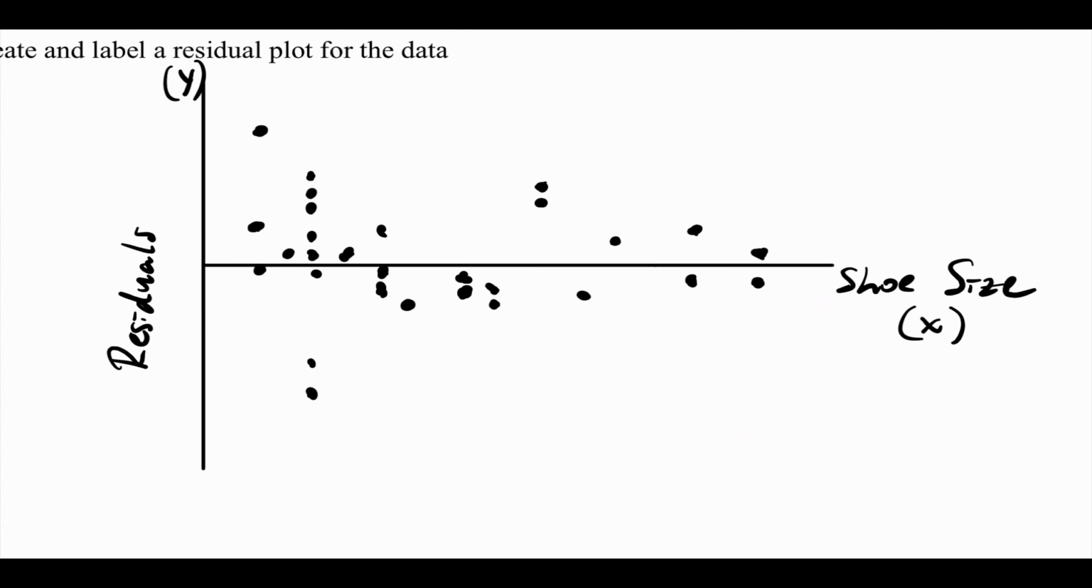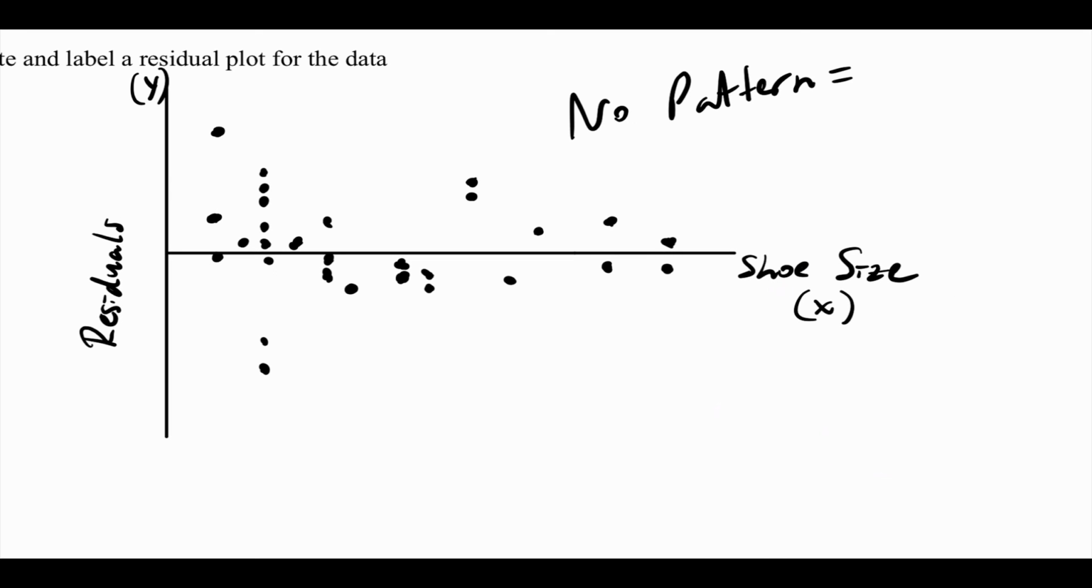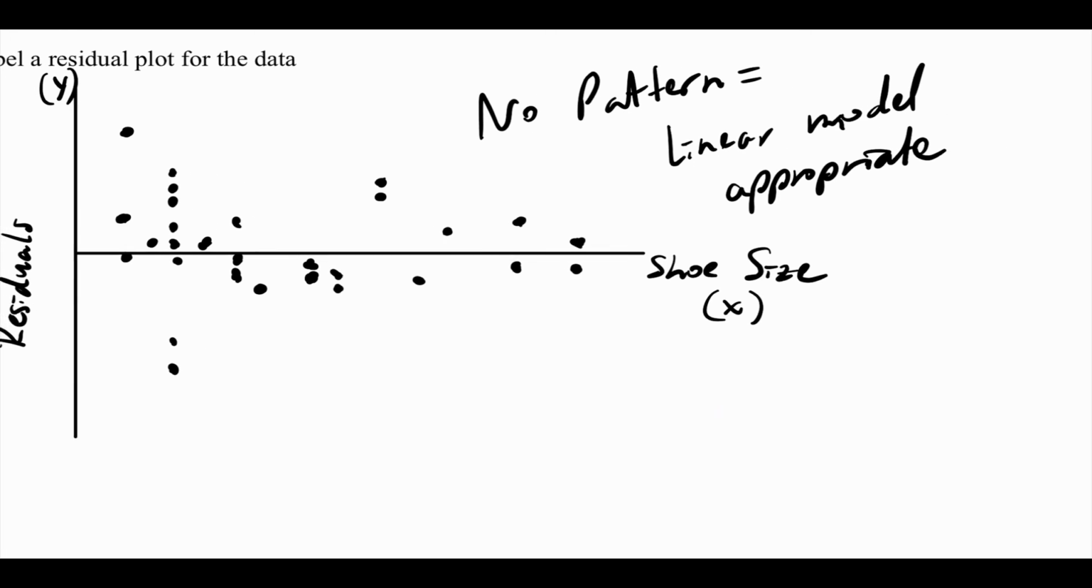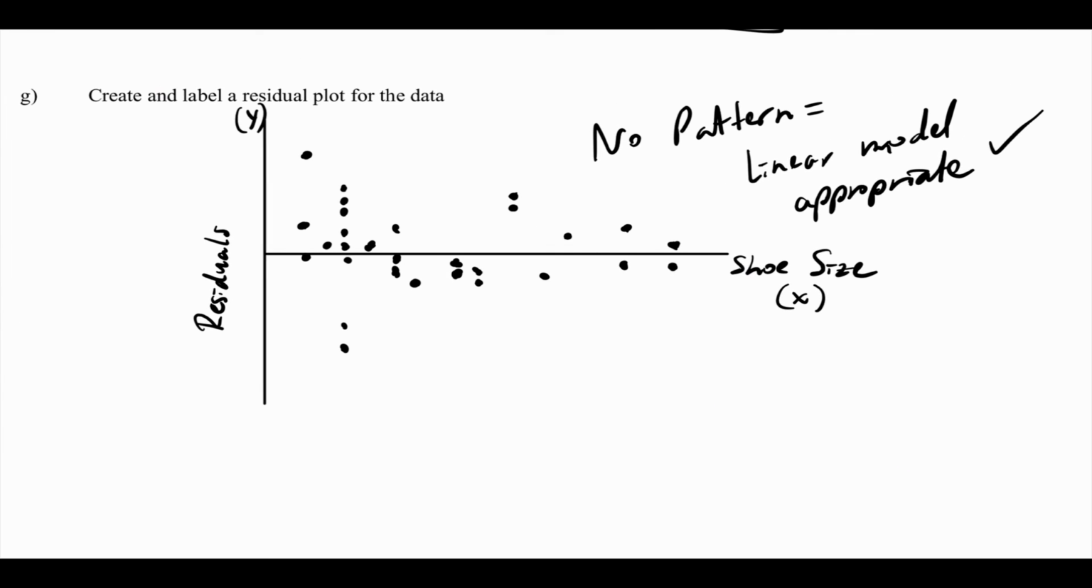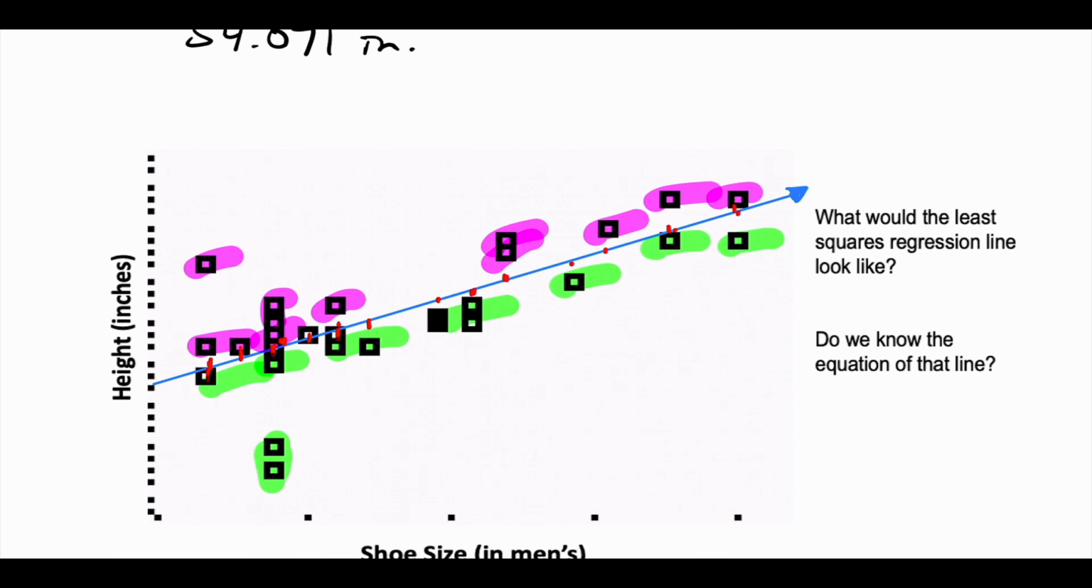Okay? So no pattern means linear model appropriate. Okay, that's what we're looking for. That's only on the residual plot, not the scatter plot. A lot of people get this one confused with this one. They're completely different. Okay, that's what we're going to work on the rest of the week. All right, thank you guys.